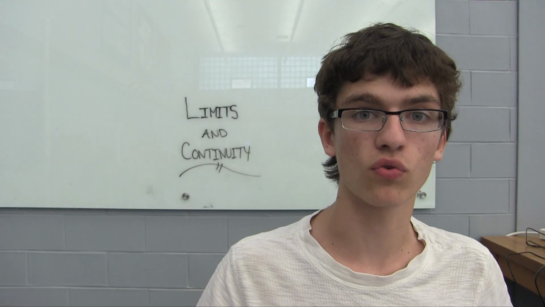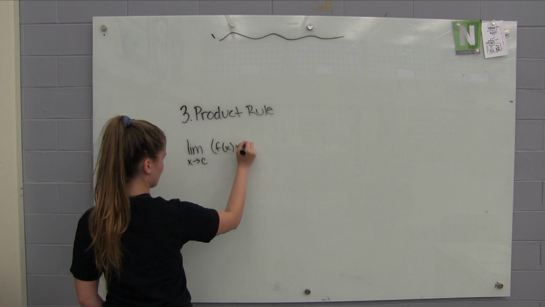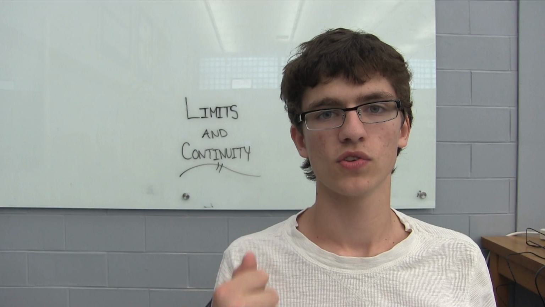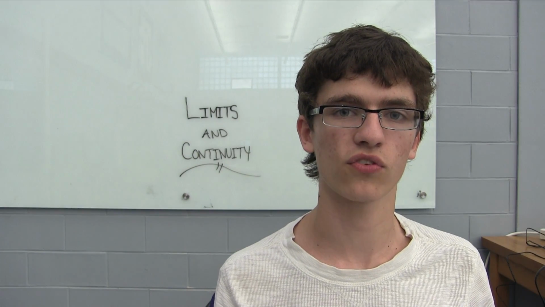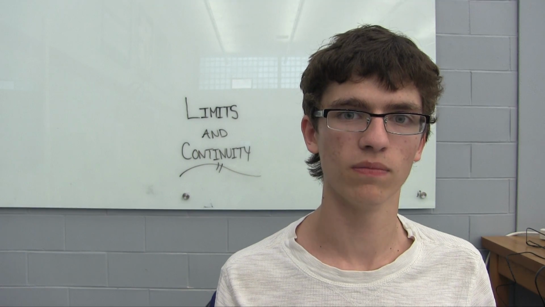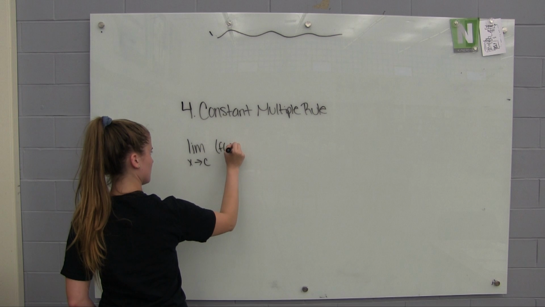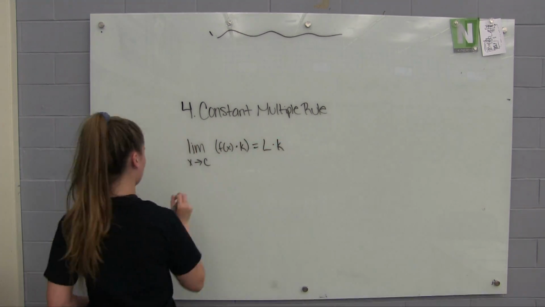Now there's the product rule. The product rule states that the limit of the product of two functions, f of x and g of x, is the product of their respective limits. So we've had sum rule, difference rule, and product rule. I bet you can't guess where we're going next. Constant multiple rule. The constant multiple rule states that the limit of a constant k times a function f of x is the constant times the limit of the function.